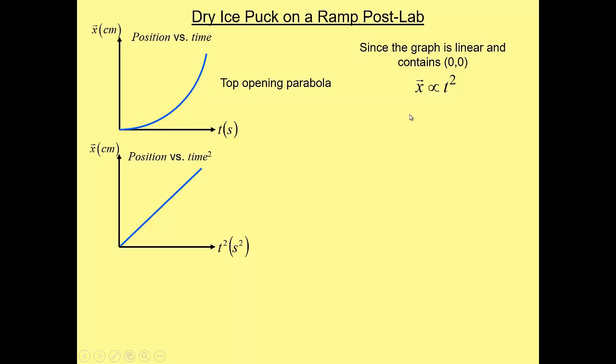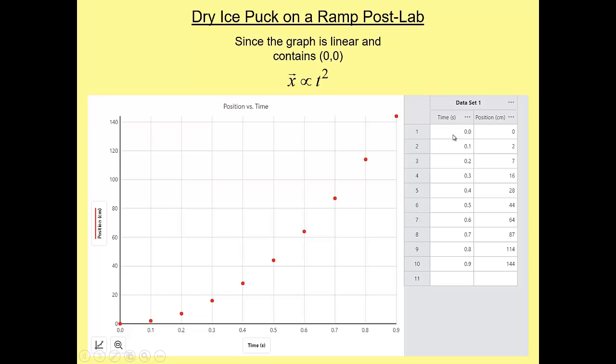We're gonna look at that here in a moment and look at the data and everything and see how that works. Okay? But position is proportional to time squared. Right? Is how we would read these symbols. Position is proportional to time squared, not time. Now, let's look back at our data.